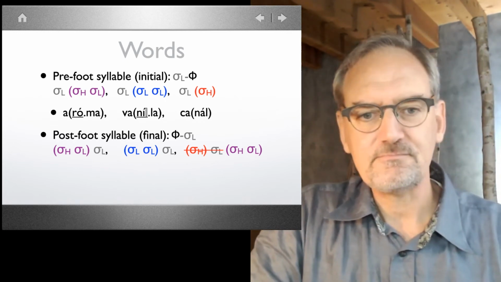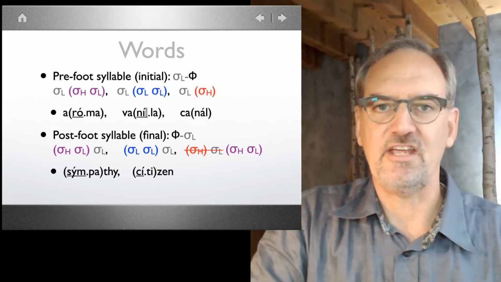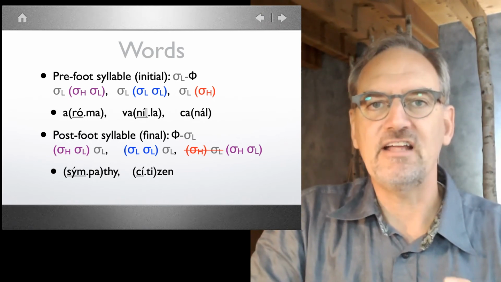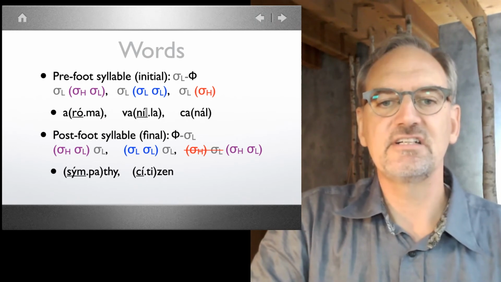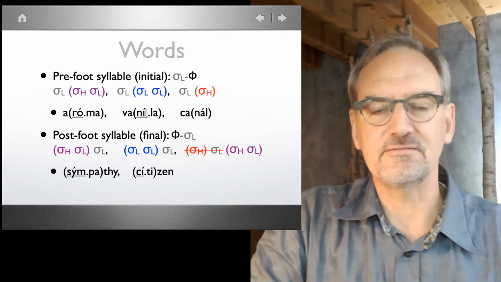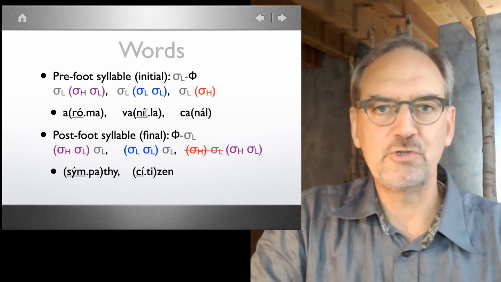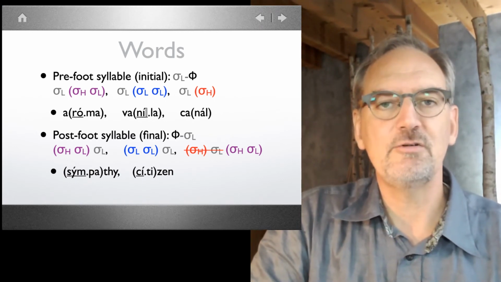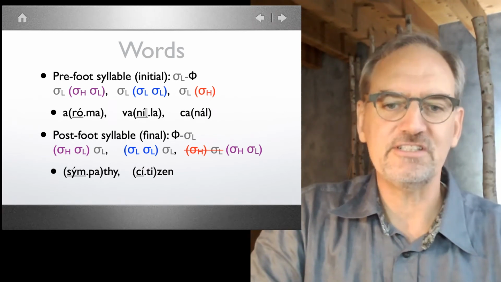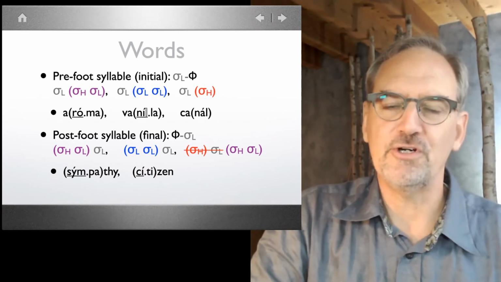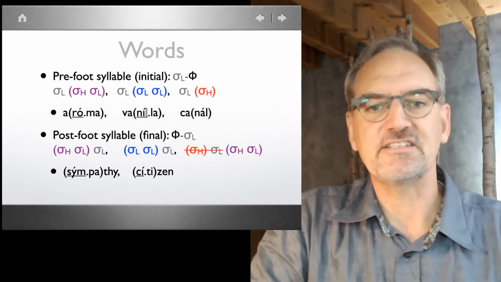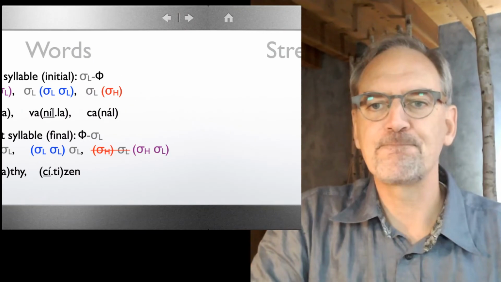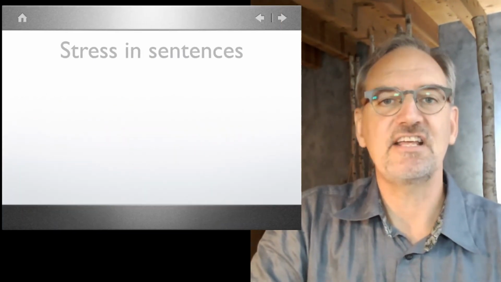Okay? And words are words like sympathy. Sympa forms a bisyllabic foot, and then the final extra syllable is unstressed. Citizen, cita. There are two light syllables, cita, cita. Stress is on the first syllable because it's the strong syllable in the foot. And then that post-foot syllable is also unstressed. So you get citizen. Okay, and that brings us then back to sentences.